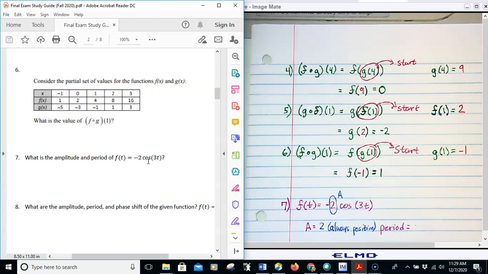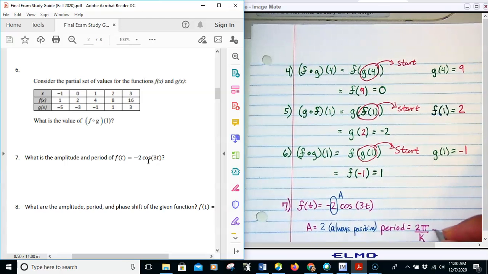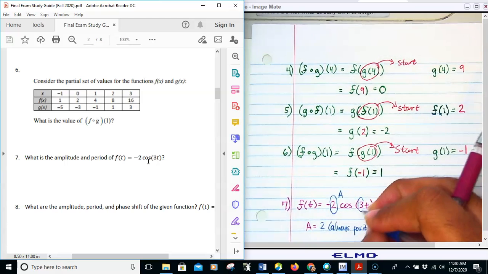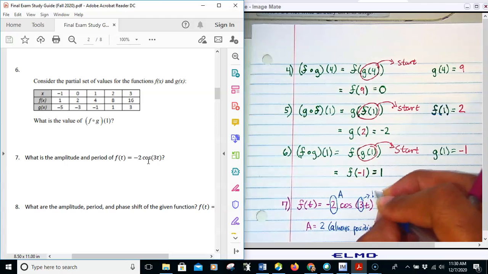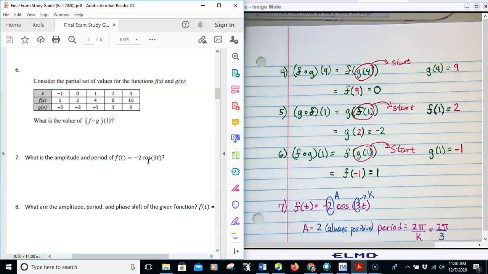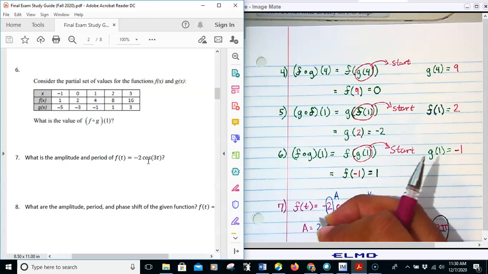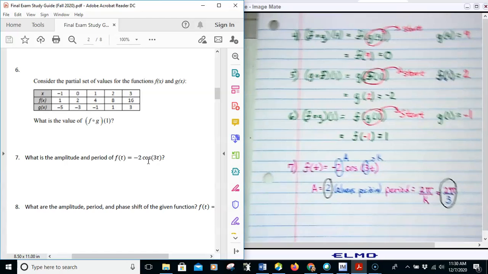All right, so for period, remember we used that same formula of 2 pi over k. So we'll do 2 pi over 3. Okay, then. So 2 pi over 3. And if we simplify that down, that's it. There's nothing else to simplify down. So that is 2 pi over 3. So our period is 2 pi over 3. Our amplitude is 2. Amplitude will always be positive.